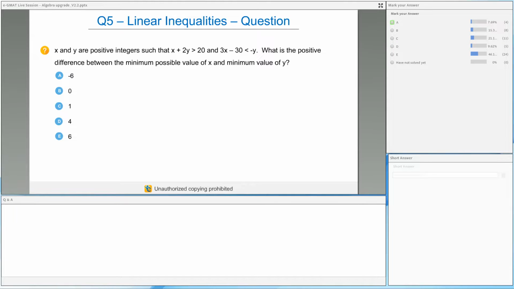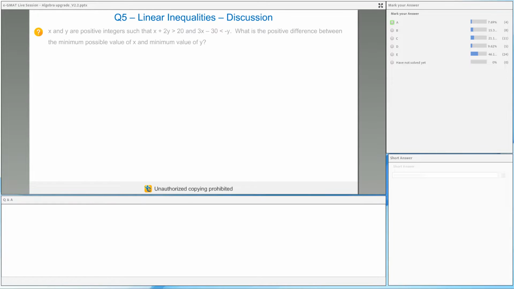About 46% of you have marked option E, which is the correct answer, so I have a majority here. Somebody is second highest: 20% of you think the answer should be C. Let's understand where you faltered. I can understand people who have marked A, but I'm not sure why you ended up marking B, C, or D.